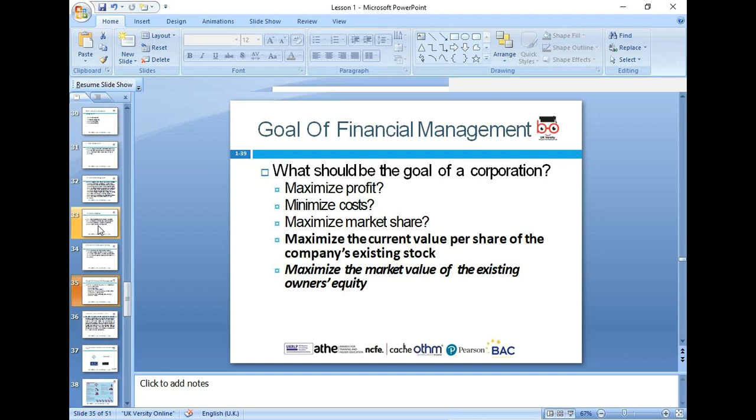The goal of financial management is always to maximize profit. Always you need to minimize your cost. Whatever IT system, whatever decision you're making, we need to think about what will happen to the cost. Cost needs to be minimized. Maximize your market share. Maximize your current value per share. So shareholder value needs to be increased, not decreased. Maximize the market value as a company, and the existing shareholder value.